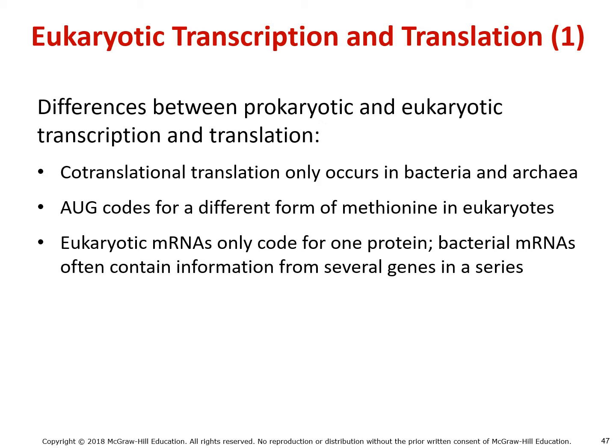Eukaryotic transcription and translation is very similar to what we just discussed, but there are some differences. One of the first things I want to point out is that co-translational translation happens only in bacteria and archaea, but not eukaryotes. Another difference is quite minor: in eukaryotes, AUG is for methionine, and in prokaryotes, AUG codes for f-methionine, or formyl methionine. The difference isn't important enough for us in this class, so just know AUG codes for methionine. The last thing is every single messenger RNA produced in eukaryotes codes for one single protein, while in many bacterial situations you'll make a messenger that codes for several different proteins, meaning it contains multiple genes.